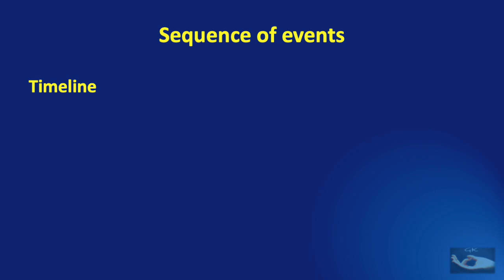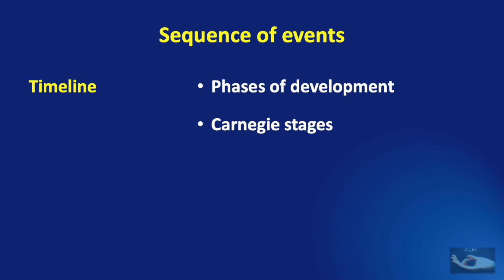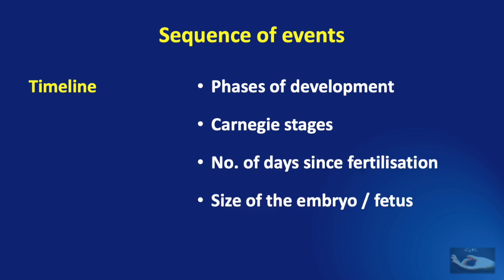Before learning about the sequence of events in the development of the hand in the embryo and the fetus, we need to have a particular timeline. This timeline could be based on the phases of development, the Carnegie stages, the number of days since fertilization, or the size of the embryo or fetus in which the particular event is occurring.